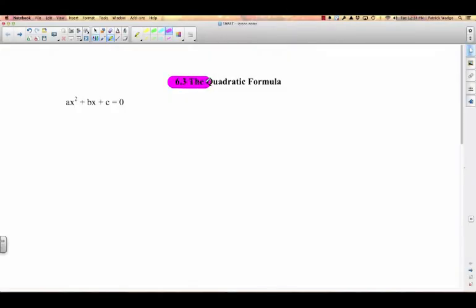6.3 is on the quadratic formula. You're going to like this once we finally get to the quadratic formula. In fact, some of you are going to say to me, why didn't you just teach us the quadratic formula, and then we didn't need to learn all that other stuff about factoring and the square root method and completing the square. But anyway, let's do this.